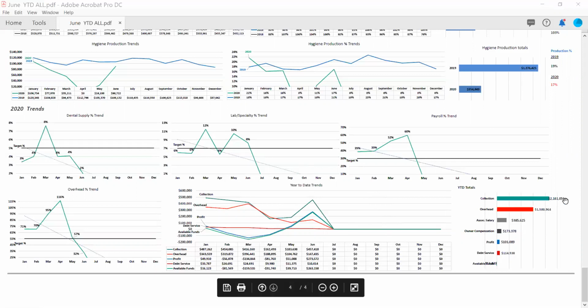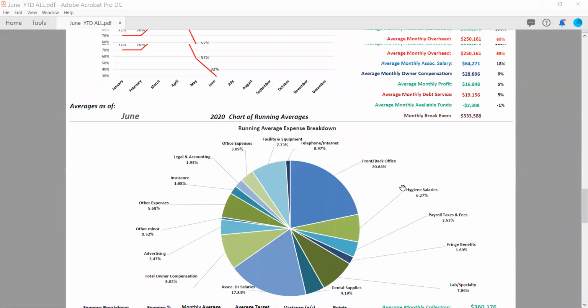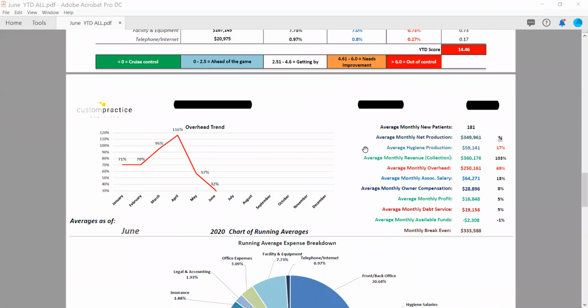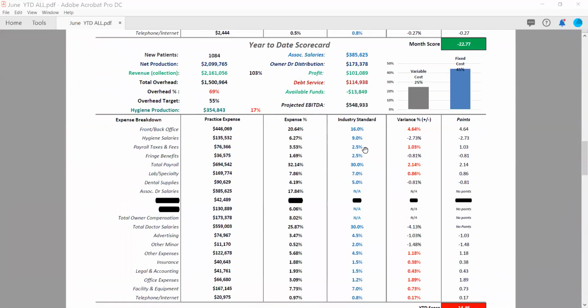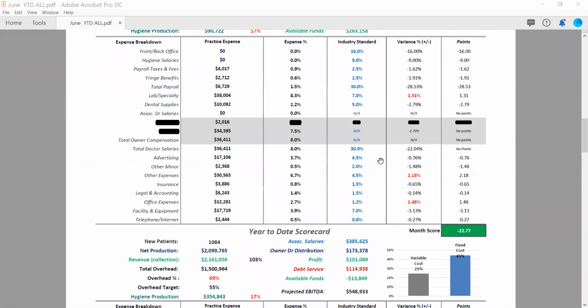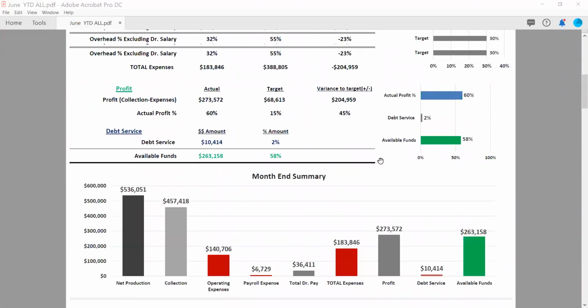And then the bottom right is just a graphical representation of high-level things: collection, overhead, associate salary, compensation, profit, and so on. I wanted to show you guys that to see how much cash we're accumulating this year based on everything that we're doing here, right? That's a byproduct of all this going right: overhead low, collection percentage right, hygiene, all that stuff. So we want to see that available funds number ever increasing, of course, because that means we're being more efficient.